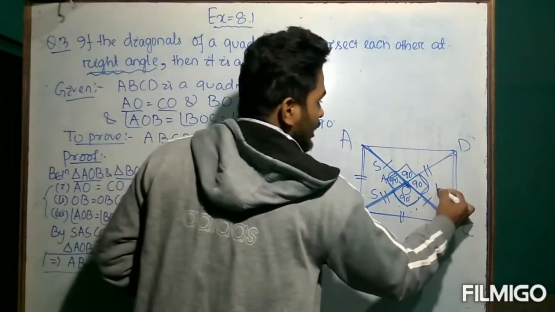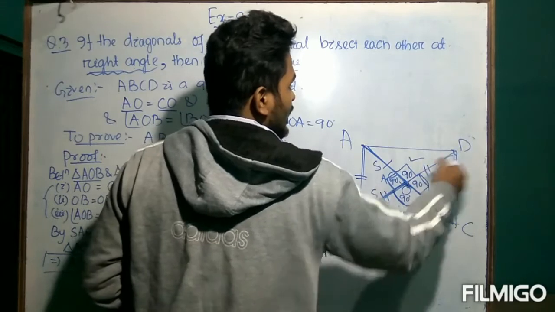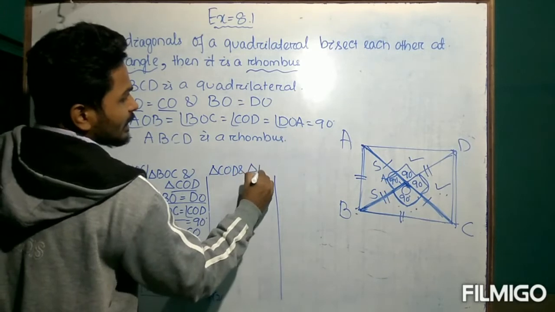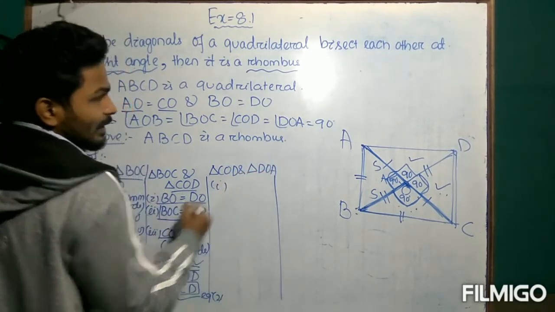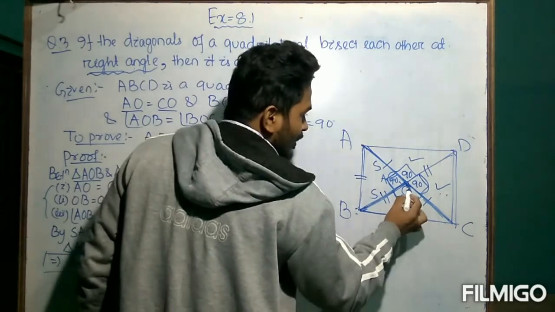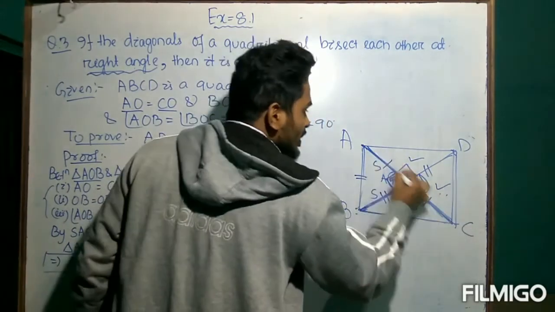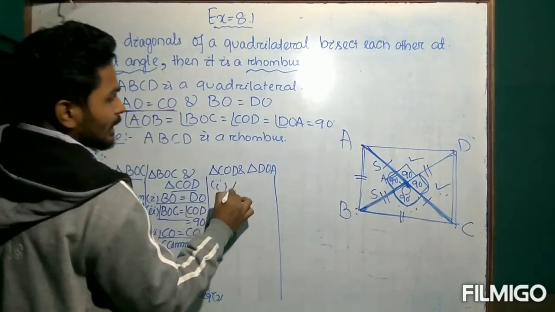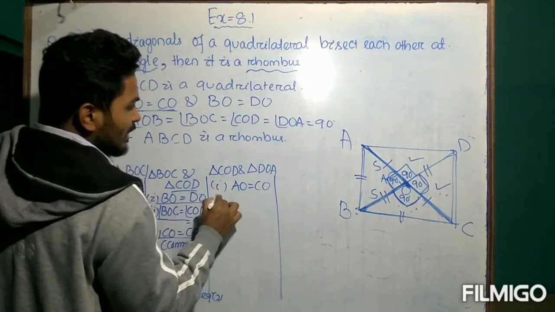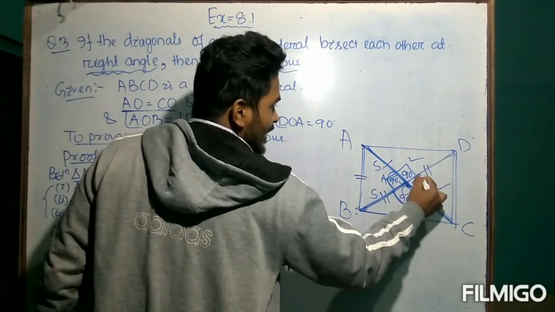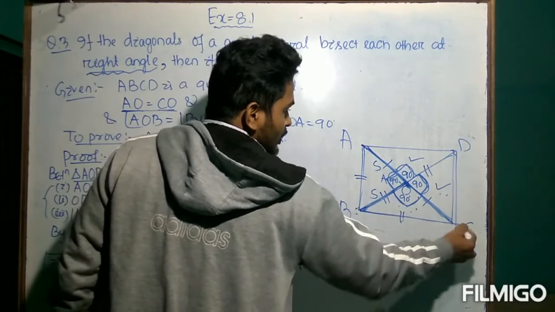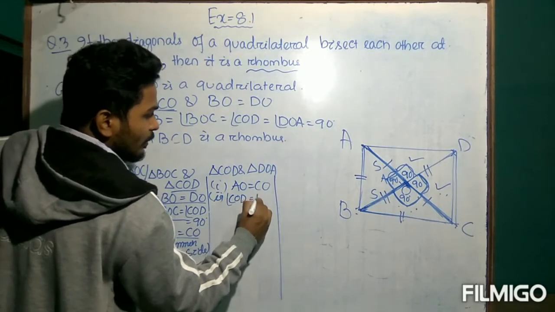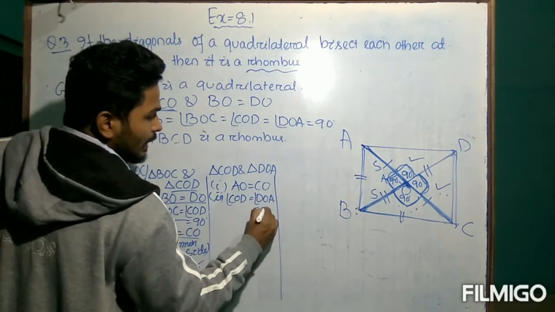Next we'll consider another two triangles: triangle COD and triangle DOA. Here also the same thing will happen. For triangle COD, this side is equal to this side because it is given: AO is equal to CO. Second condition: for this triangle this angle is 90 degrees, and for this triangle this angle is also 90 degrees. So angle COD is equal to angle DOA, equal to 90 degrees.